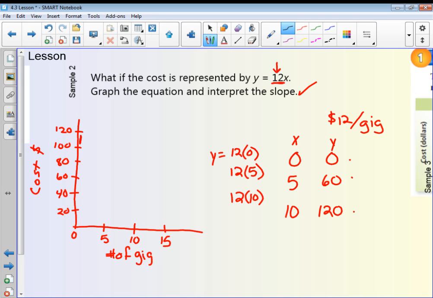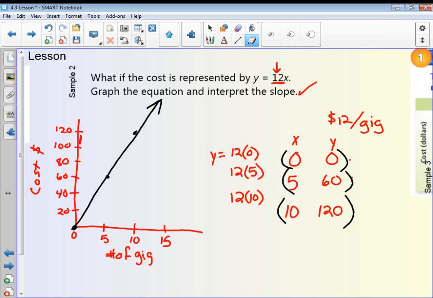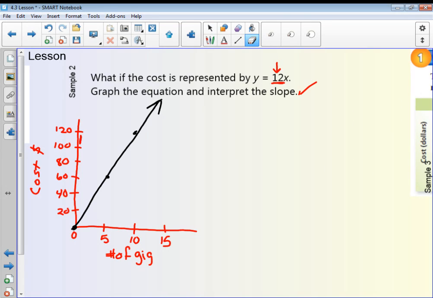Now if I go over to 0, up to 0, and put a dot, it does cross through 0, 0. Over to 5, up to 60, and then over to 10, up to 120. And it does create a pretty good straight line. So there's our graph of what it would cost if each gigabyte was $12. If we were to compare, it makes that slope go much more upright than the previous one.